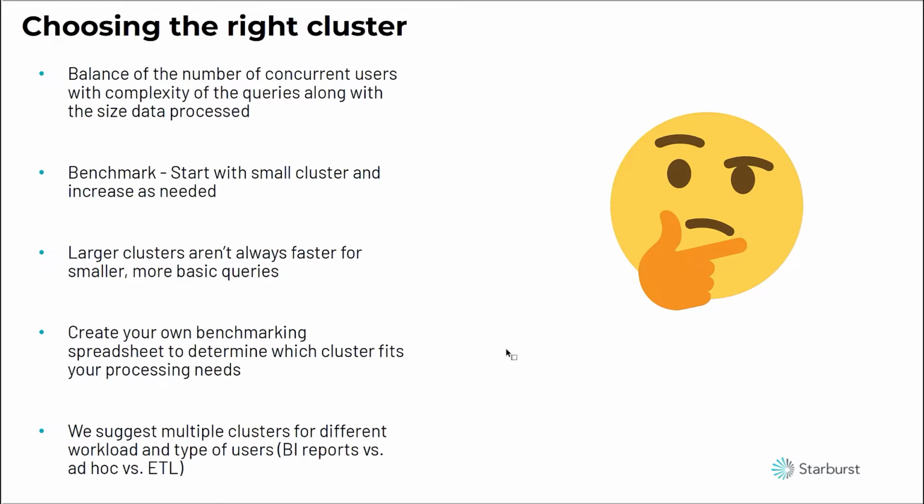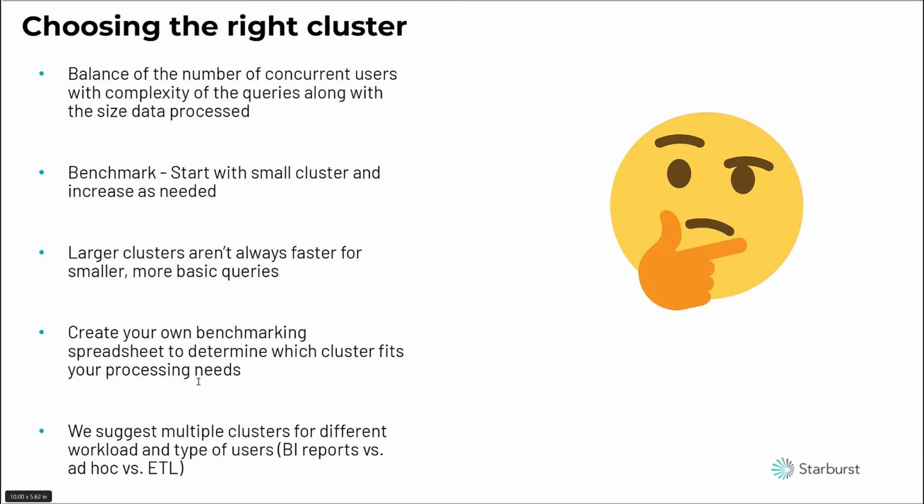So keep in mind, larger clusters aren't always faster for smaller, more basic queries. Some people think they need really large clusters for everything, and that's not the case. And what's nice about Galaxy, with a couple of clicks, you can either upsize or downsize, or you can create different clusters as well. So we encourage you to create your own benchmarking spreadsheet to determine which cluster fits your processing needs. And I'll show you an example of that in just a second.